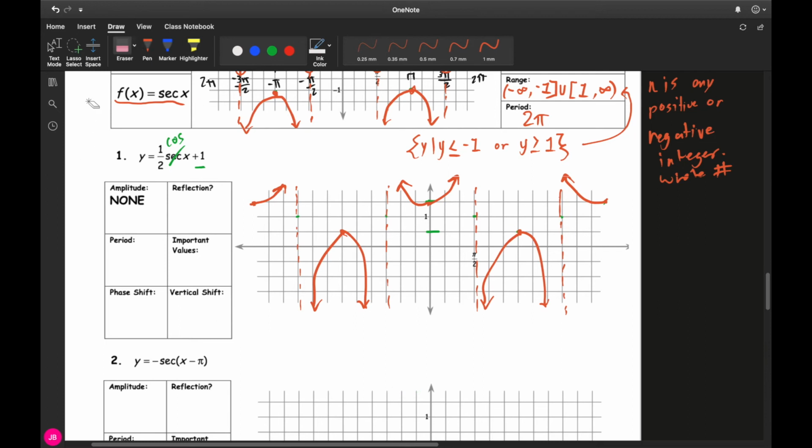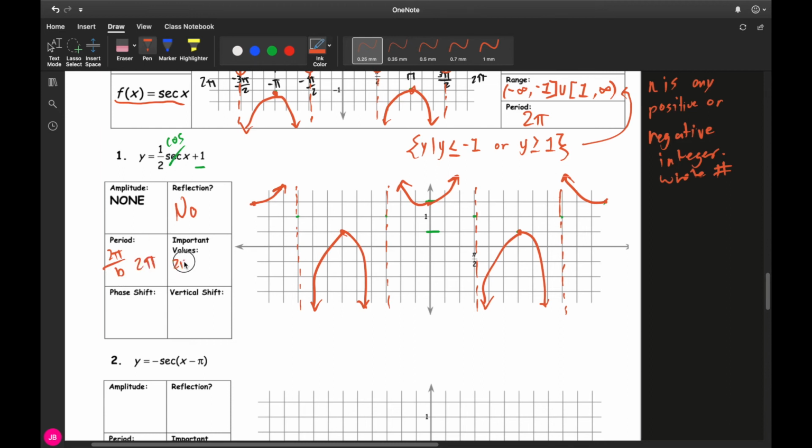And there we go. Now, let's go ahead and fill out the information that it's asking for here. Reflection, there is none. Amplitude, there is none. This is true. Even though cosine does have amplitude, secant actually doesn't. Secant and cosecant don't have amplitude. That's only sine and cosine. Period is going to be the same as cosine, and it wasn't changed. There was no b. Remember, it would be 2 pi over b, and technically here our b is 1, so it's just going to be 2 pi.